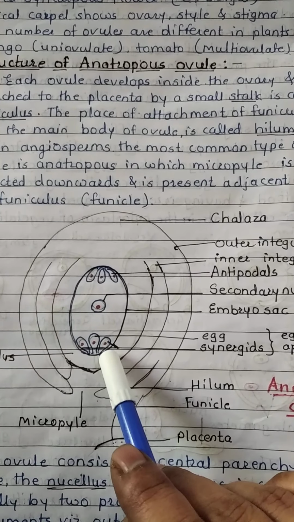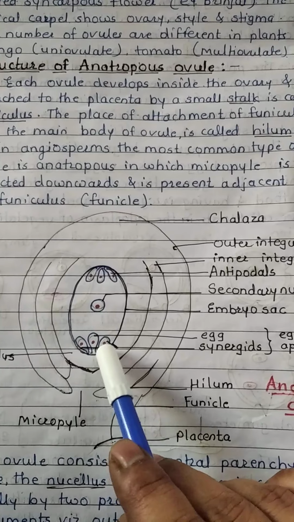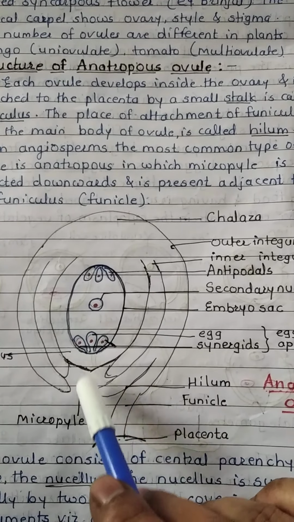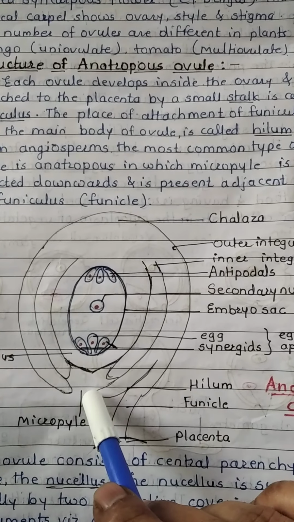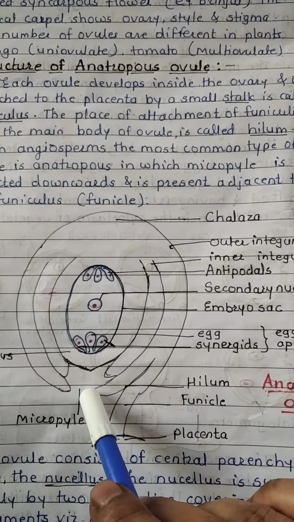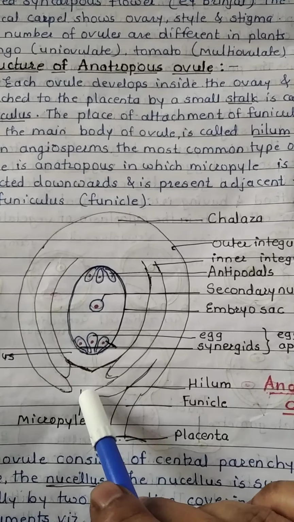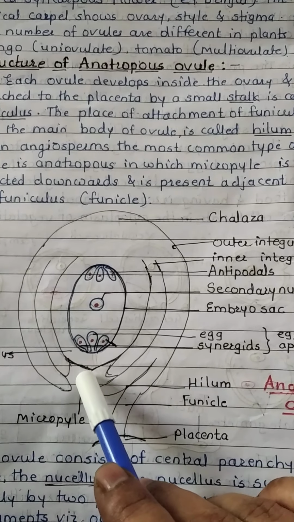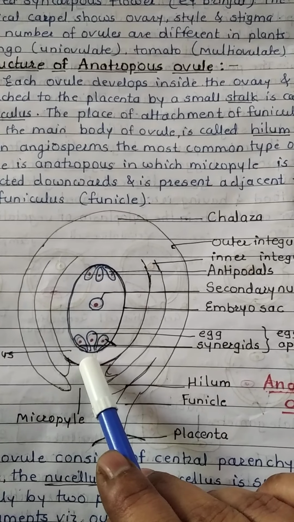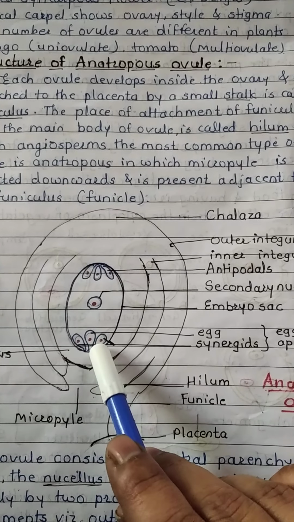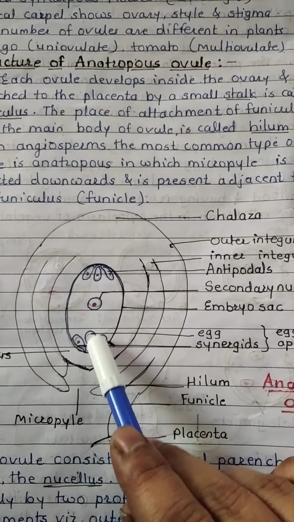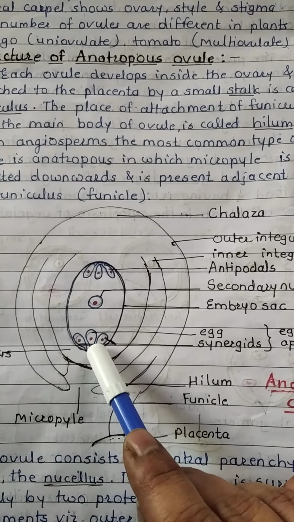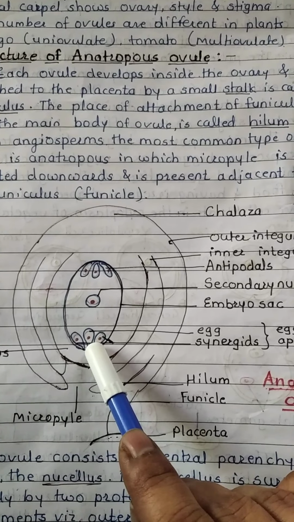The egg apparatus, that means the egg cell with two synergids, is present at or near the micropylar end. Micropylar end means the small opening of the ovule from which the pollen tube enters inside the nucellus or inside the egg apparatus. This egg apparatus contains a haploid egg cell centrally placed with two supporting synergids which later on degenerate.